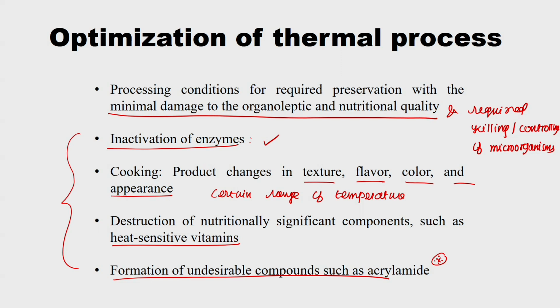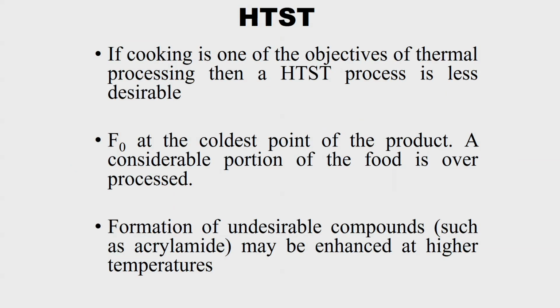The next point is cooking. If cooking is one of the objectives of the thermal processing, right, then the HTST process is less desirable. What happens? For example, I have a can, and inside it my food product is there. One of my aims is cooking the product also. That means the heat has to pass through the packing material and also through the food particle or food product, right.